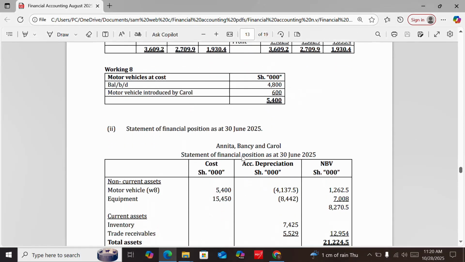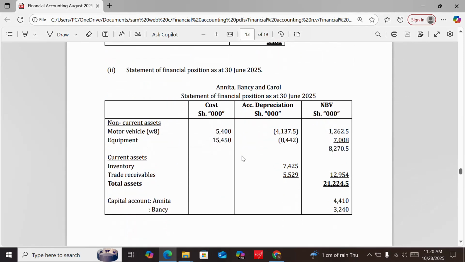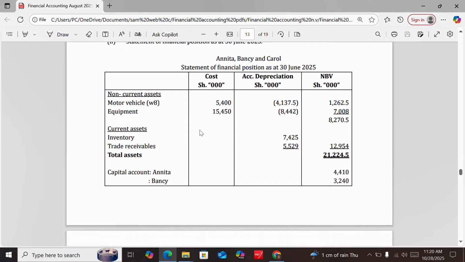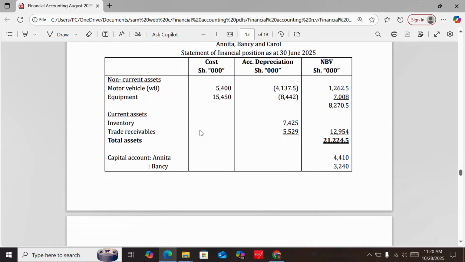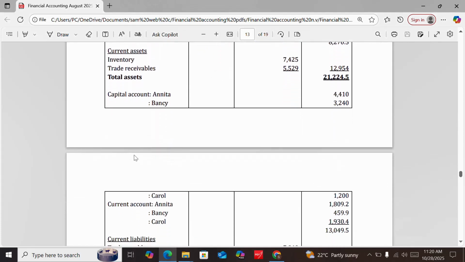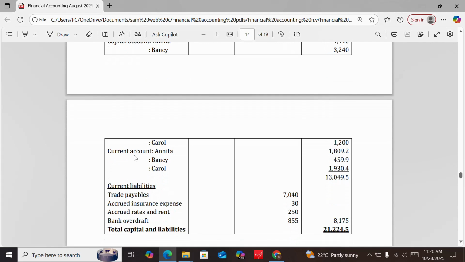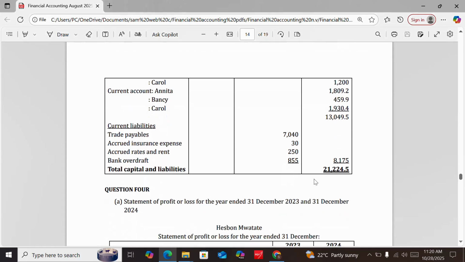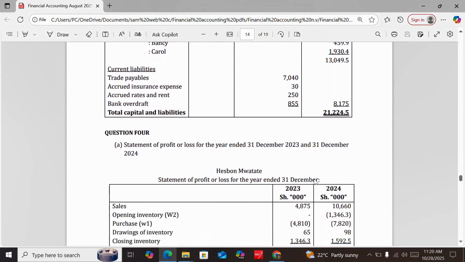And then from there, we have the statement of financial position. The statement of financial position of the 3 partners. We have non-current assets, current assets. Then we have their capital account and the current account. Then you have current liabilities. Good. Question 4.